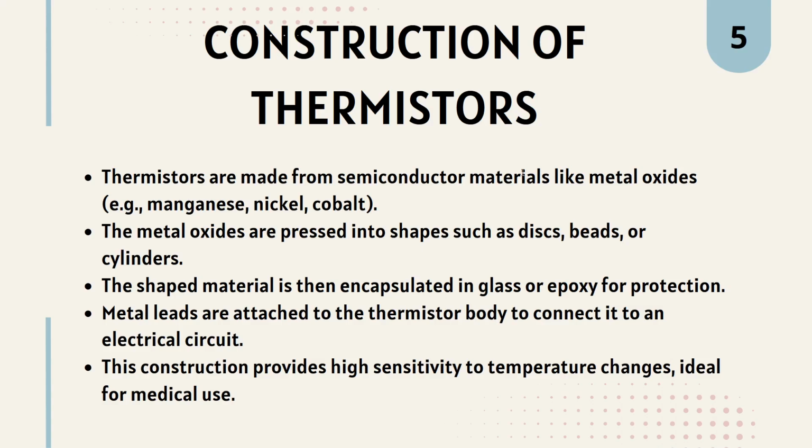Now we'll discuss the construction of thermistors. Thermistors are made of ceramic or polymer materials whose resistance changes significantly with temperature. The construction process of thermistors includes material selection, that is typically a mix of metal oxides such as manganese, nickel, or cobalt. Then the shaping of the material is done, and the material is shaped into small beads, discs, or rods. Then the thermistor is coated with a protective layer to ensure durability and prevent damage from environmental factors.